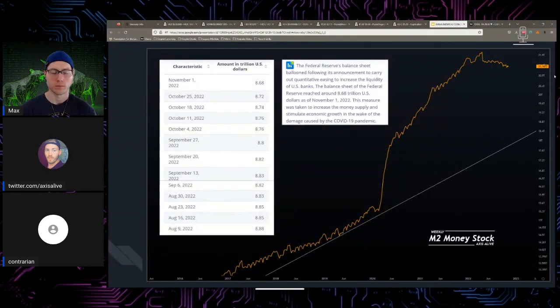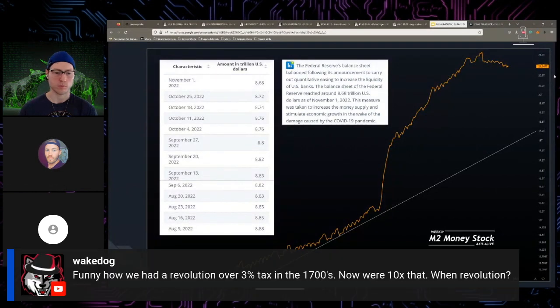And I just wanted to pull up this comment from Wake Dog. He says, funny how we had a revolution over a 3% tax in the 1700s. Now we're 10x that. When's the revolution? To answer that question, I don't think that we live in the same United States that we lived in the 1700s. I don't think people really understand how complexified the system has gotten, and the truth of how law and finance works. And that's kind of working against us. So we blame each other, we blame some entity, but ultimately we need to come together and understand this stuff. This is why we're doing what we're doing today.